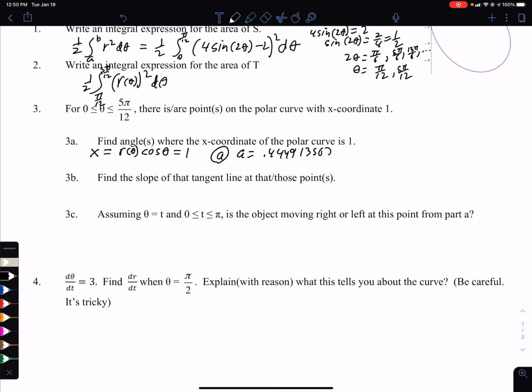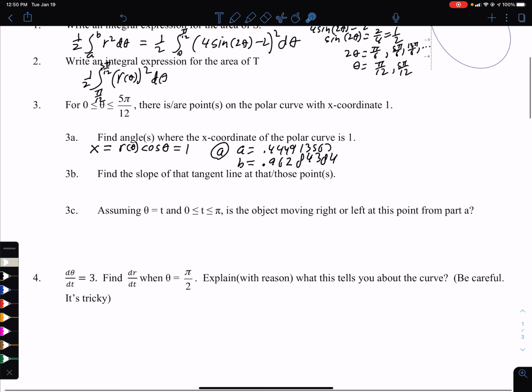0.444913567. I would store that in my calculator as a. And b, 0.96284384. You could round or truncate this. You need at least 3 decimal places. If you do less than 3, you lose your point. So I store that because I know in the future I'm going to be using that. Okay, so that's the answer to 3a.